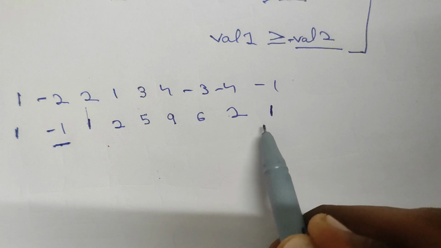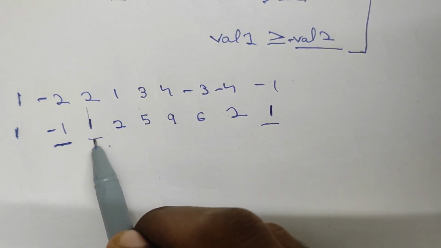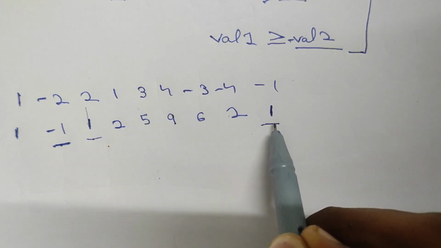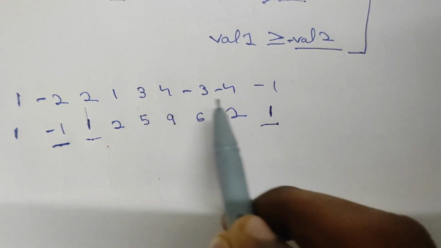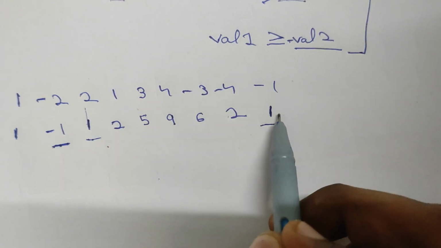So we have a 1 over here, right? We have a 1 over here and we have a 1 over here. So why are there 2 ones over here? Because we have a 1 over here and we have a 1 over here, because the total sum in between these two ones became 0. That's why we got 1 over here as well as 1 over here.